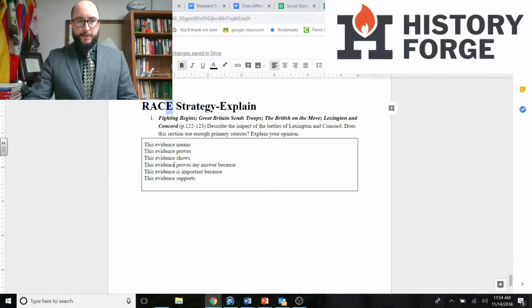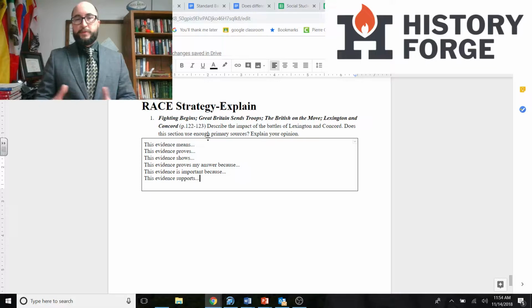I got these different things written down. I think I got 6. Yeah, I got 6 of these little things written down, and these are sentence starters. So I can even put dot, dot, dot to kind of show that. These are what we could start an evidence paragraph or an explanation paragraph with. So this evidence means, this evidence proves, and so on and so forth. And we're going to do this.